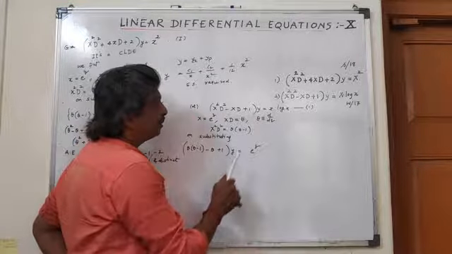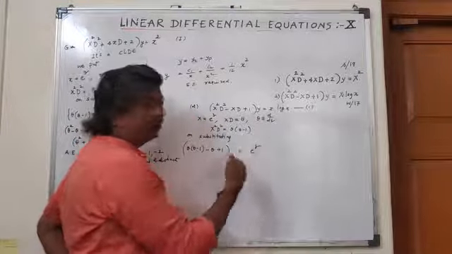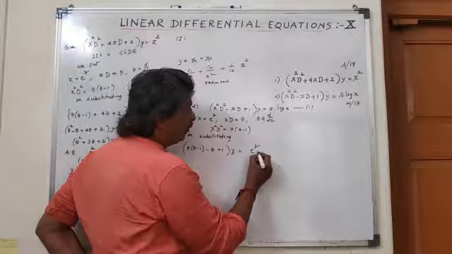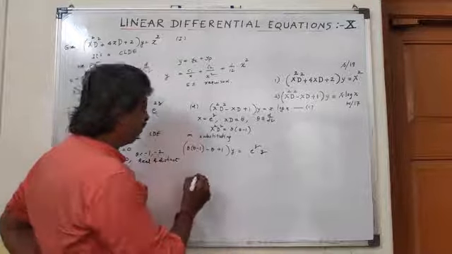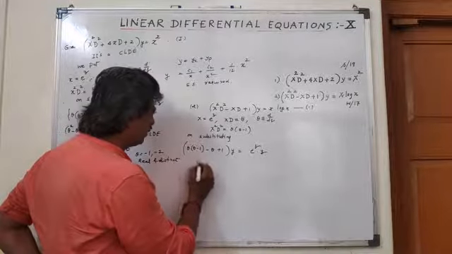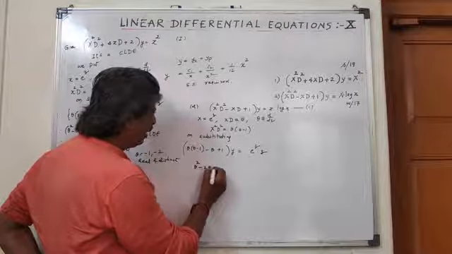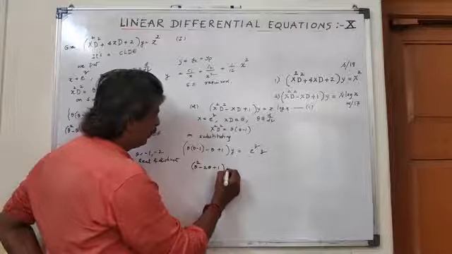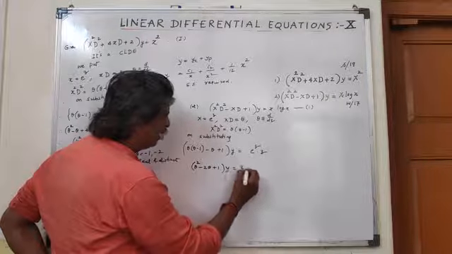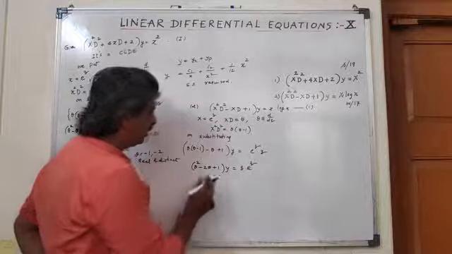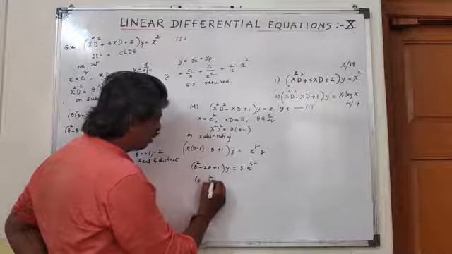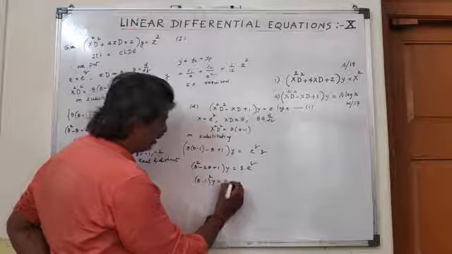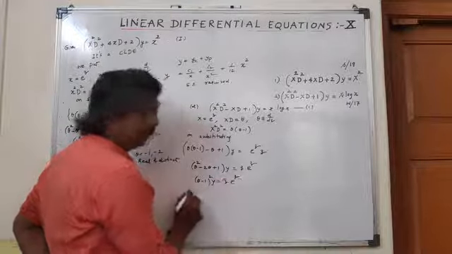What is log of x? If x is e raised to power z, then z is obviously equal to log of x. So z into e raised to power z. Let us simplify this. Theta square minus 2 theta plus 1 operating on y is equal to z into e raised to power z. This is theta minus 1 whole square operating on y is equal to z into e raised to power z.